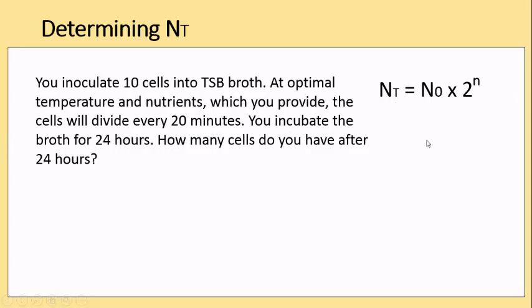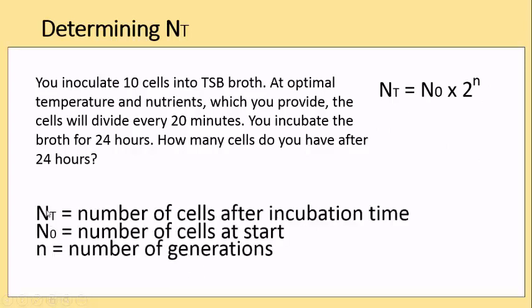And I will always provide the formula, so you don't need to memorize the formula, but you do need to practice using it. Let me remind you what each of these things mean, and then we'll pick out what's important from the question. So remember that NT is the number of cells after the incubation time. That's what we're going to be figuring out. And then there's N naught, or the number of cells at the start. So let's take a look at this and see if we can figure it out. So you inoculate 10 cells into TSB broth. So that is the number for N naught. So we'll put that here.